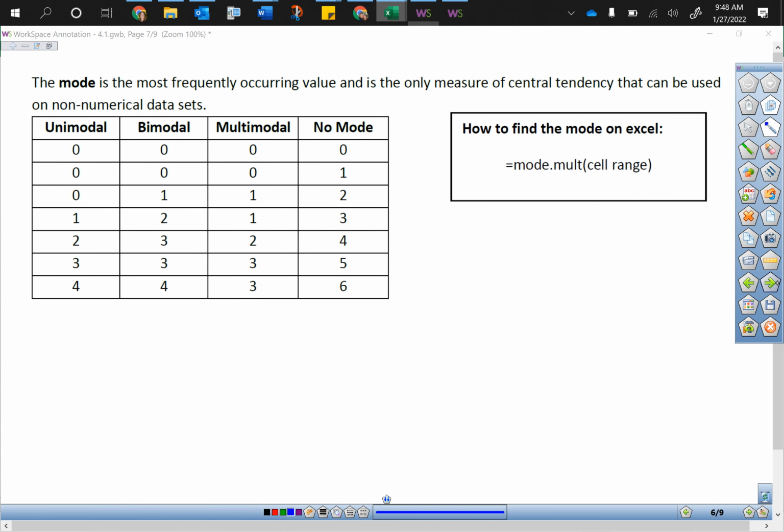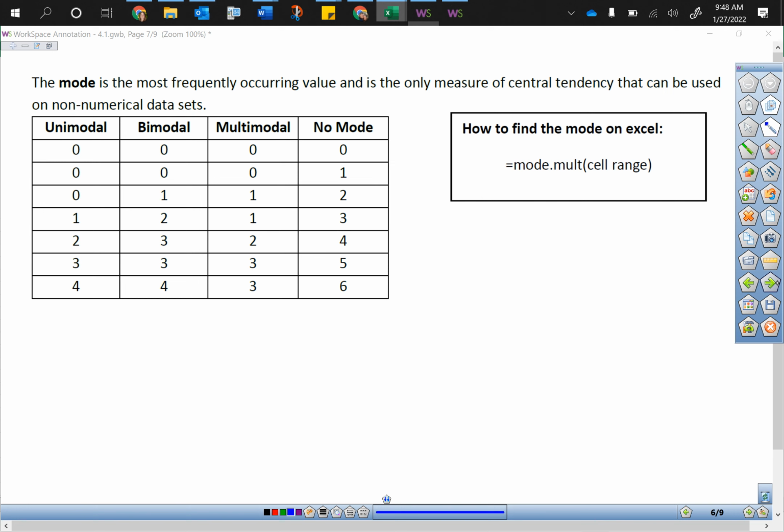Now the next thing we're going to talk about is the mode. The mode is the most frequently occurring value and is the only measure of central tendency that can be used on non-numerical sets. So here's what I mean by that. The mean, the average, you can only use on numbers. You can't take the average of like hair color, right? The median, you have to use with numbers. You can't find the middle of all of the types of sweaters you guys are wearing. That doesn't work. But the mode, you can.